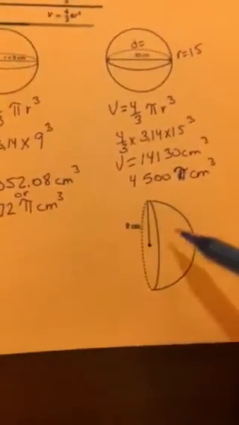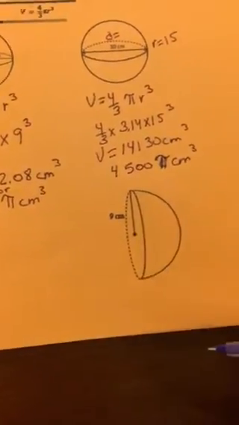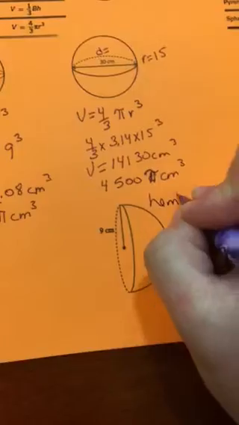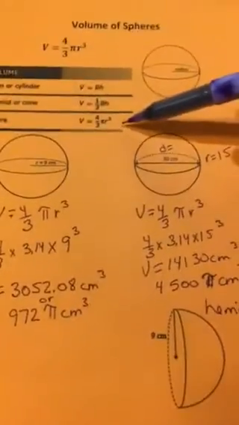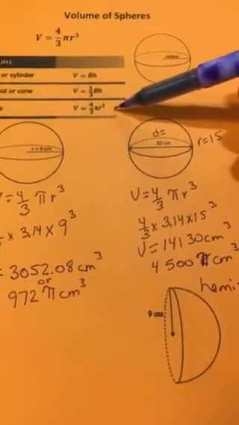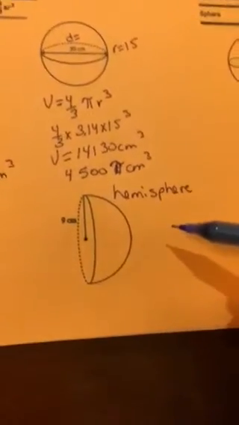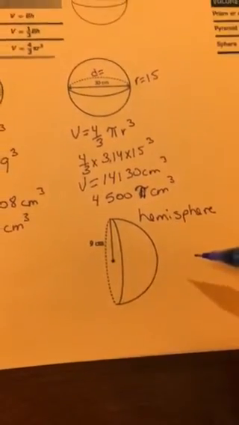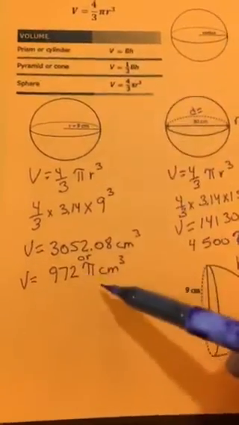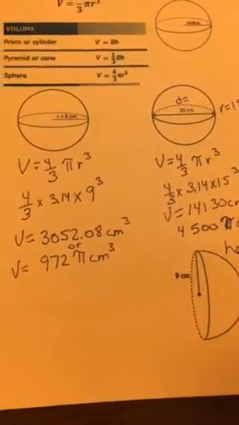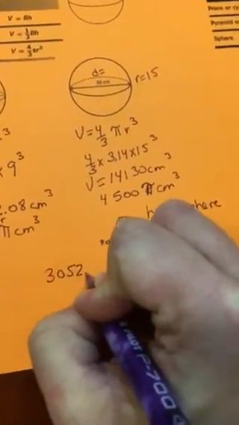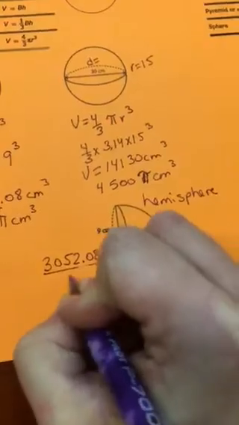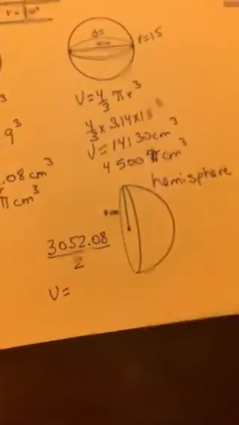All right, so down here I have a sphere, but it's only half a sphere, so that's a hemisphere. And the only formula I have for sphere is for a whole one, 4/3 pi r cubed. So in order to get the volume of half a sphere, I need to half the volume. So this one has a radius of 9. This first one had a radius of 9. So we know the whole one is 3,052.08. So for half of one, I'm going to take that 3,052.08 and divide it by 2, since I only need half.